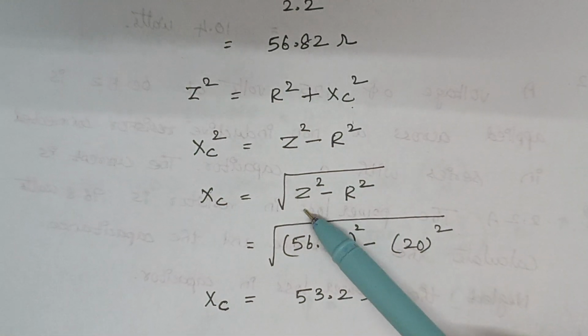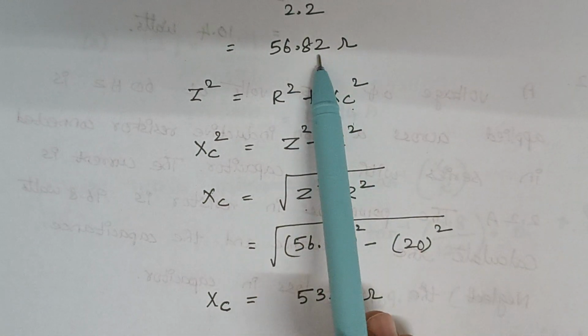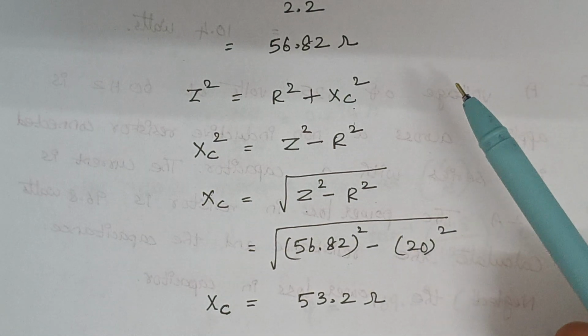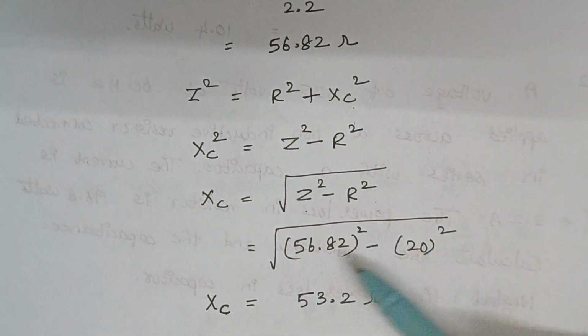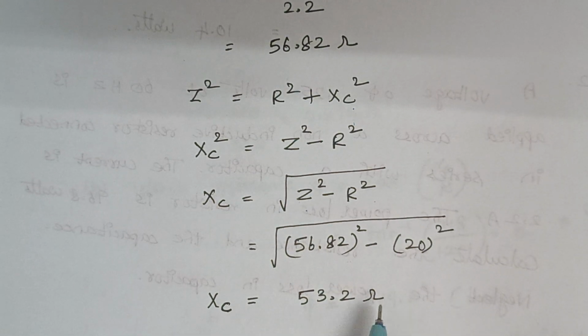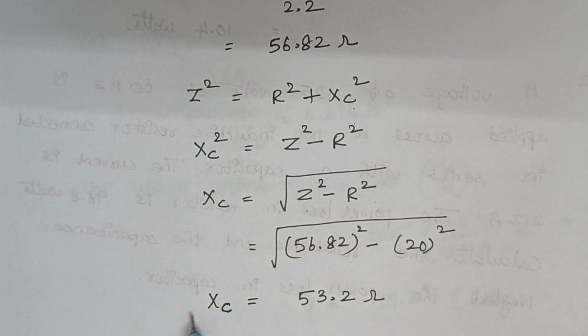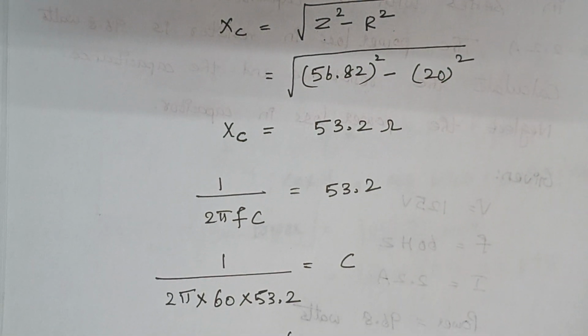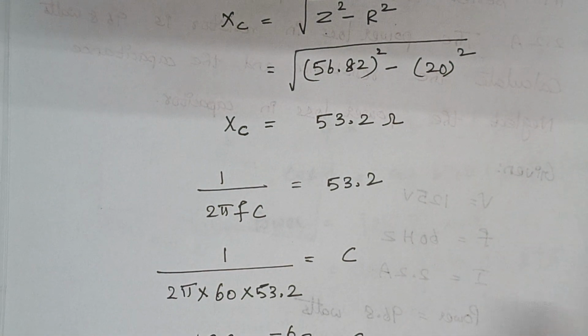So here the value of Z we had calculated, just substitute it here. And the value of R we have also found already, 20. So when you solve, the answer is 53.2 ohms. So what is the formula for XC? It is given by 1 by 2 pi FC. Right. So we need to calculate C here.